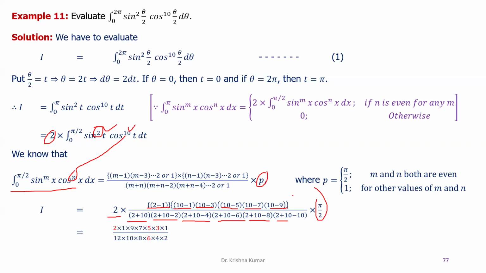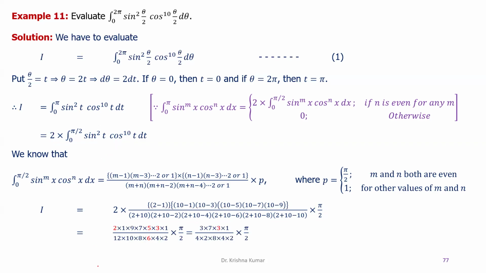So let us try to simplify this one. First we write down this 2. Then 2 minus 1 is 1. 10 minus 1 is 9, 10 minus 3 is 7, 10 minus 5 is 5, 10 minus 7 is 3, and 10 minus 9 is equal to 1. Whole divided by 12; 12 minus 2 is 10, 12 minus 4 is 8, 12 minus 6 is 6, 12 minus 8 is 4, and 12 minus 10 is equal to 2, multiplied by pi by 2.